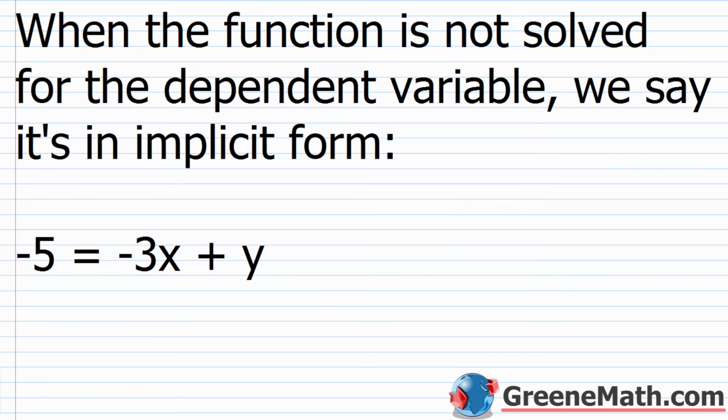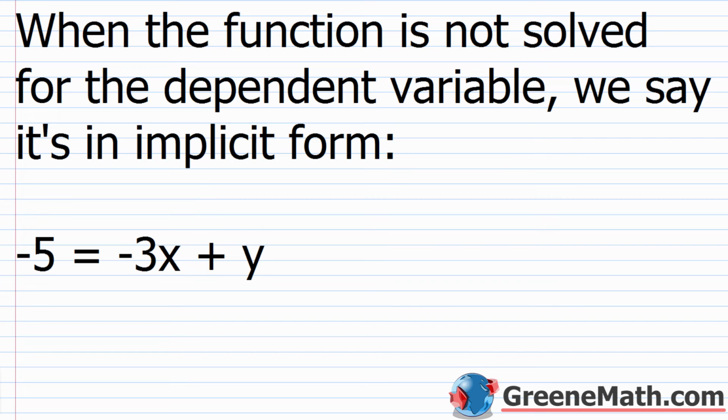Now, in other scenarios, the function is not solved for the dependent variable, so we say that it's an implicit form, okay? Implicit form. So this means the function is not solved for the dependent variable. Remember that, because you're going to get to calculus, you're going to hear about implicit differentiation, and you're going to be like, what does that mean? What do I do? It means the function is not solved for y. And you need to find the derivative, but you don't want to go through the process of solving it for y first. So remember that, because when you get to calculus, you're going to thank me.